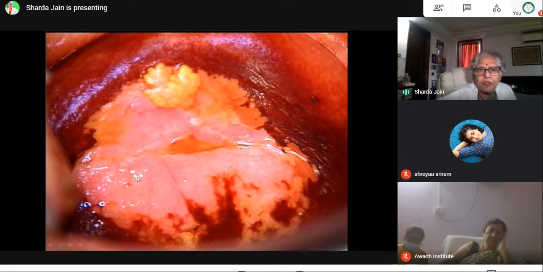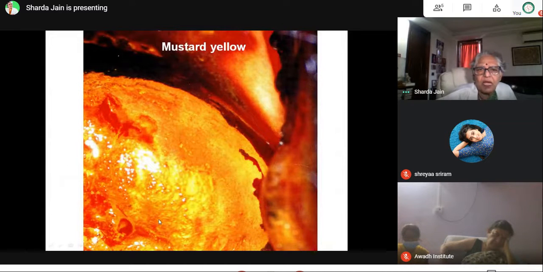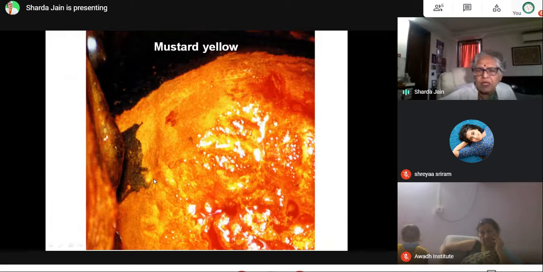If I have to take a biopsy in a whole area, I will take a biopsy from this area. This is anywhere you can take a biopsy because everywhere it is mustard yellow.